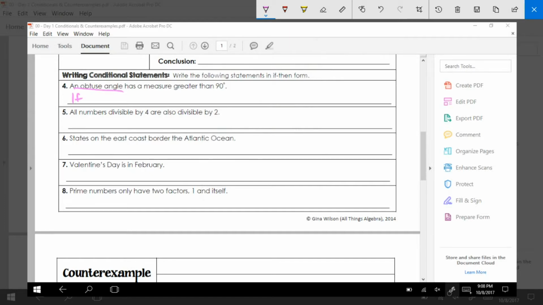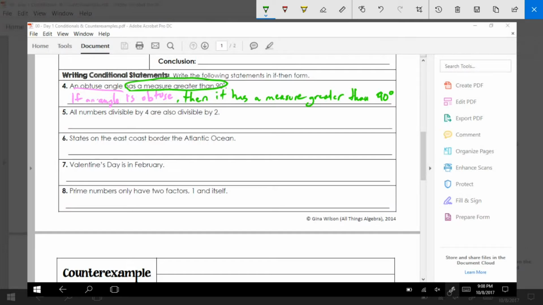If an angle is obtuse, and then what do we need? We need then. Then it has a measure greater than 90 degrees. Greater than 90 degrees. Okay, so if an angle is obtuse, then it has a measure greater than 90 degrees. We took the sentence that they gave us and changed it to be a conditional statement.